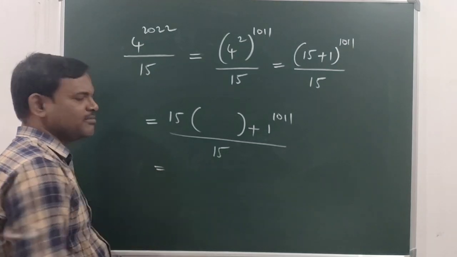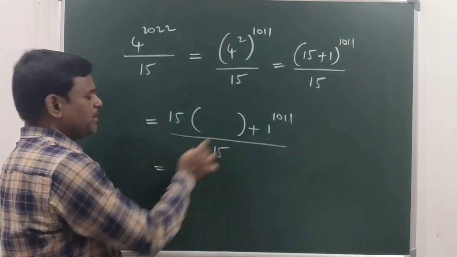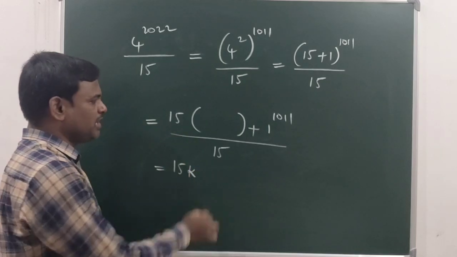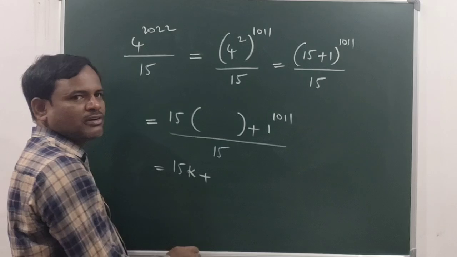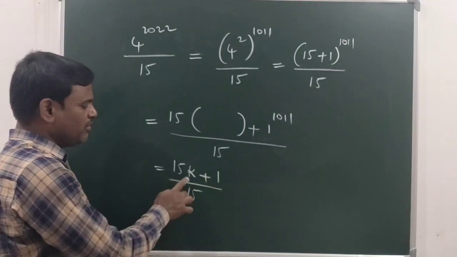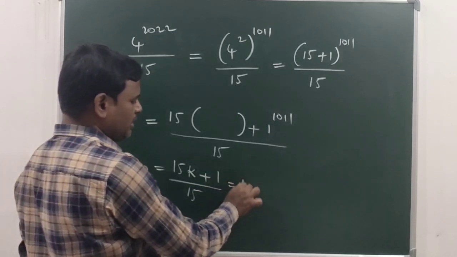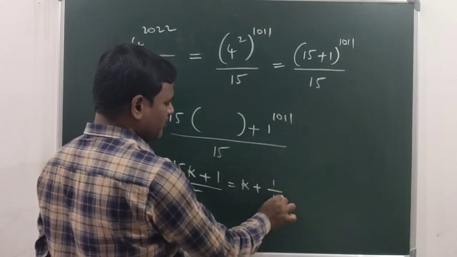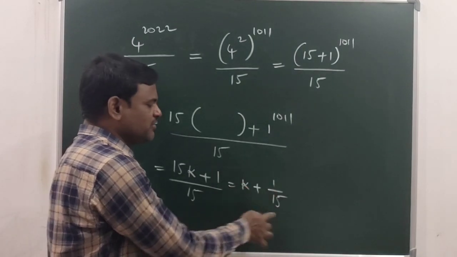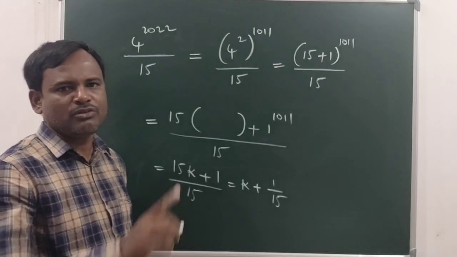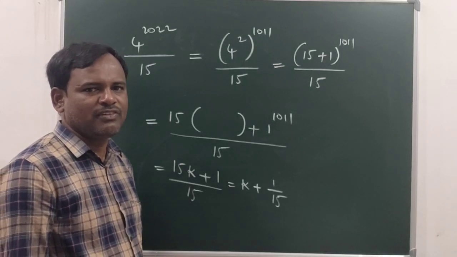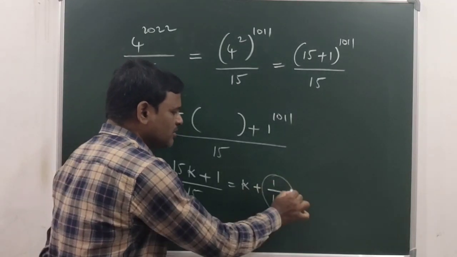Now see here, this expansion is an integer which can be written as 15k plus 1 power 1011, which becomes 1, by 15. Now divide these two with 15 so that you will get k plus 1 by 15. Now this k is purely an integer, and this is the fractional part, whose value should lie from 0 to 1, which is 1 by 15. So this is your required answer for this question.